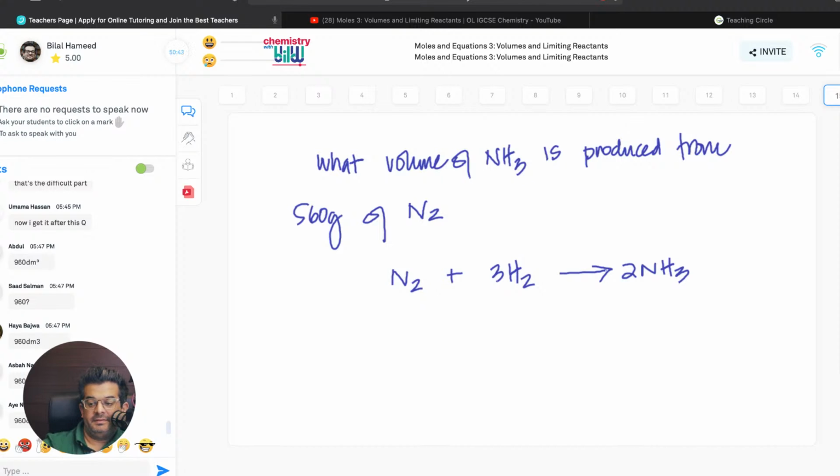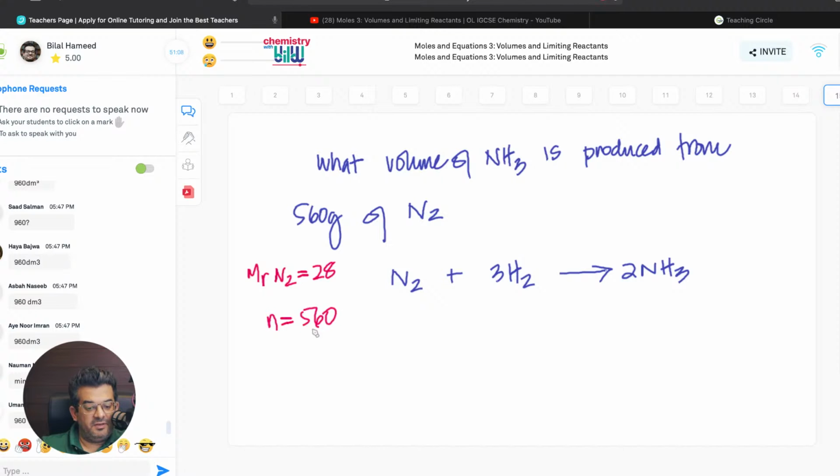Sounds about right. So it is 960. So let's find the first step. You have to divide the mass by molar mass. Now I'm going to start doing some shorter steps. The MR of N2 is 28. So the number of moles is 560 over 28. That comes up to 20 moles of N2. And N2 to NH3 coefficients are 1:2.